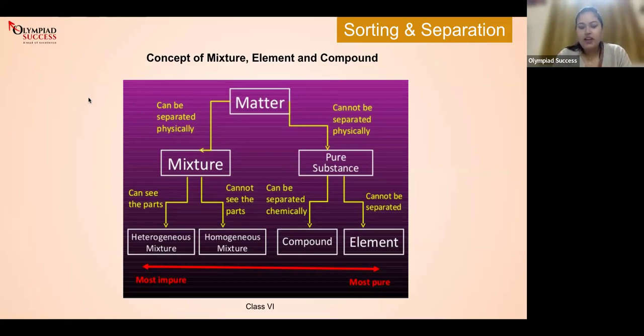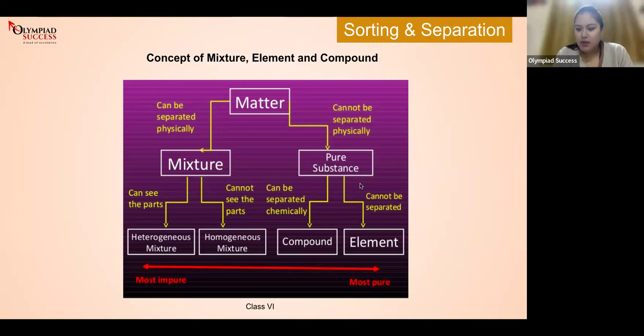All right. Now matter can be divided into two types: mixtures and pure substances. Pure substances are divided into two further types: compound and element. Mixtures can be homogeneous and heterogeneous. I'll come to mixtures in a little while. Let's talk about pure substances first. Matter that cannot be physically separated is a pure substance. Oxygen, hydrogen, nitrogen are all elements. You cannot break them down further. When these elements combine together, they give you a compound. H2O is a compound.